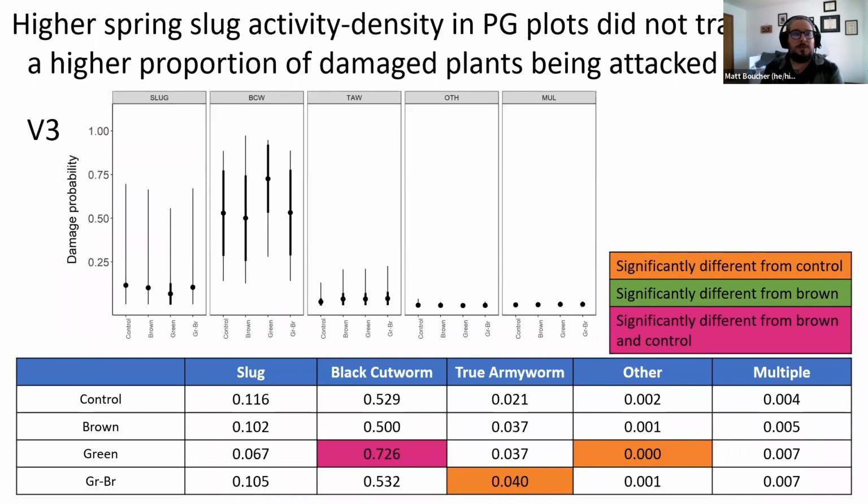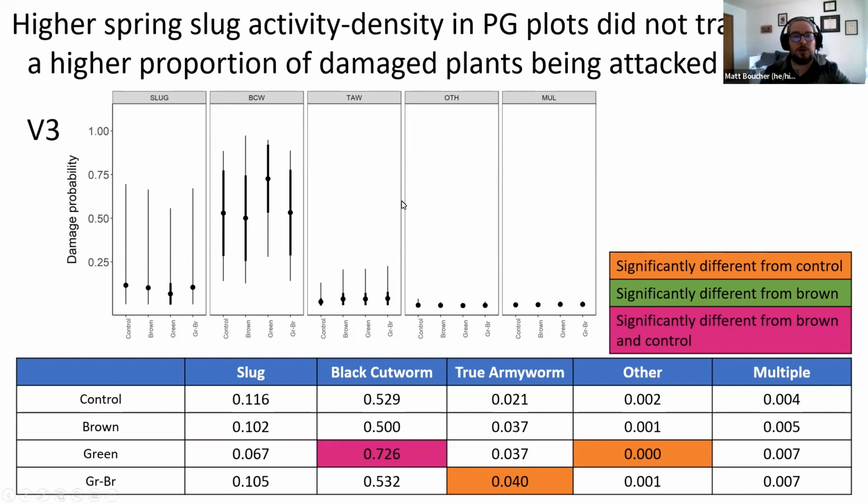All right, we're making good time here. To go back to our slug activity density, we're going to look at the different types of damage. We just talked about damage incidence. Now we're going to talk about the different types of damage that we saw in those plots. The main takeaway here is that higher slug activity density in planting green plots did not translate to a higher proportion of damaged plants being attacked by slugs. Basically, there are more slugs in these planting green plots, but they are not attacking the cash crop at a higher rate.